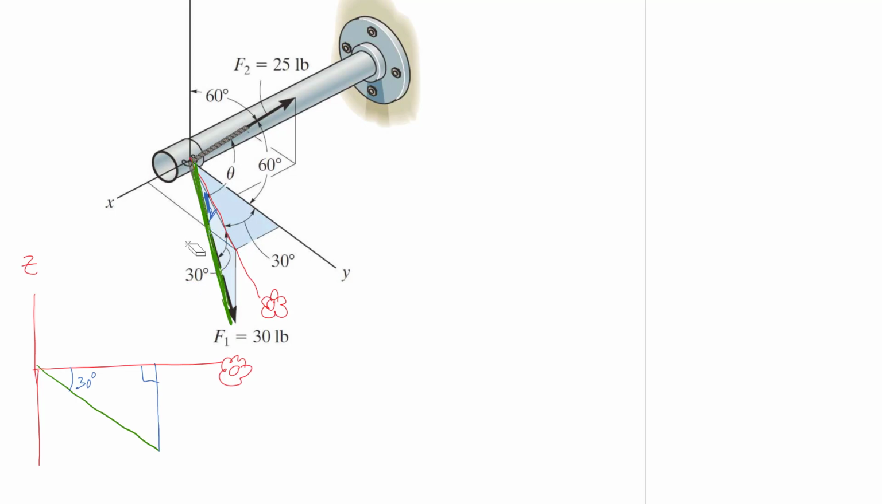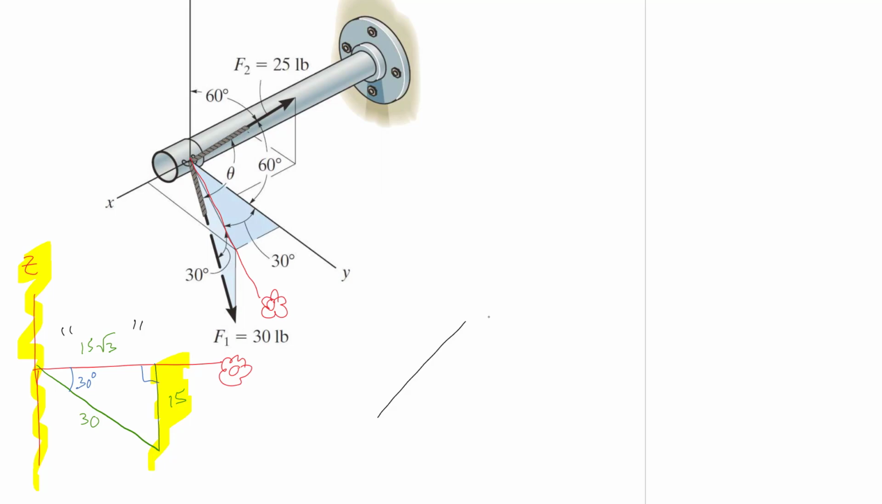The length of that F1 vector is 30, because it gives me the magnitude. So I've got a 1, 2, square root of 3 situation: this is 15, and this is 15 square root of 3. Now if I look at it from the top, the flower distance is 15 square root of 3. The only real value I'm going to use is the Z from here, so that 15 is going to be in my final answer.